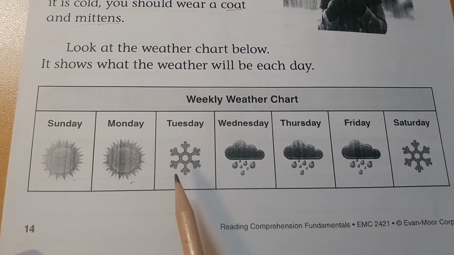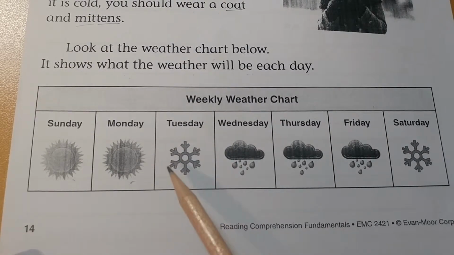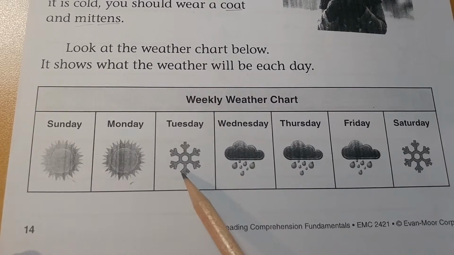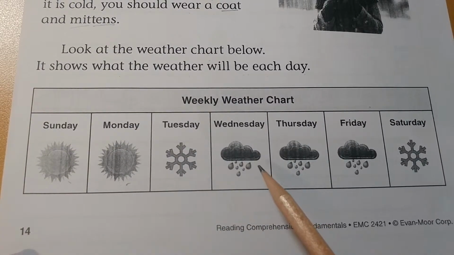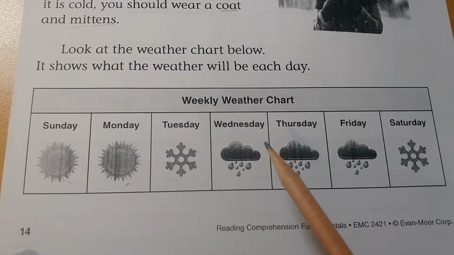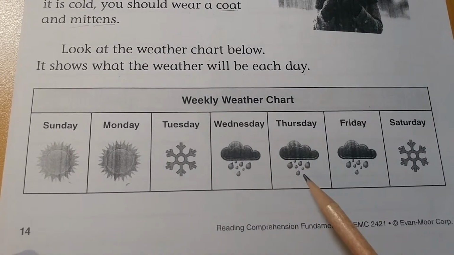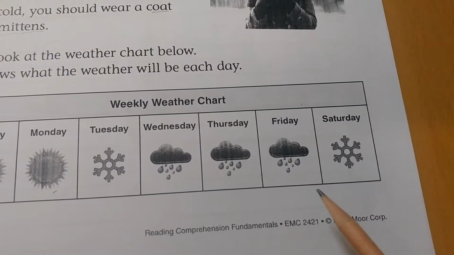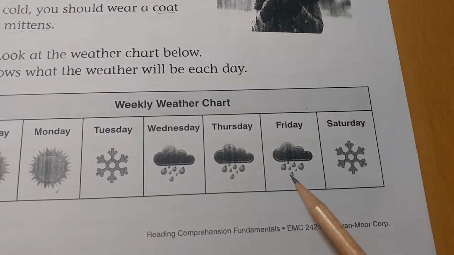How's the weather on Tuesday? That's right, it's snowy. It will be snowy and cold. Will it be snowy on Wednesday? No, it won't. How will the weather be on Wednesday? It looks like Wednesday, Thursday, and Friday it will be rainy.